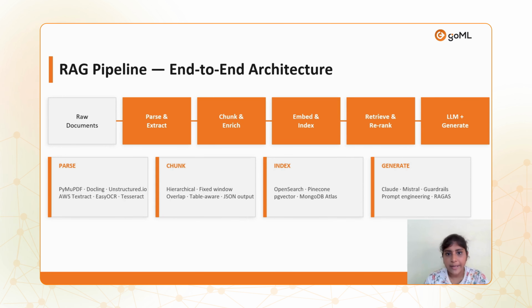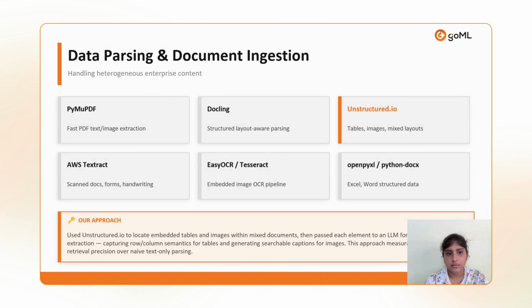So here's the end-to-end pipeline at a glance. We've got 6 stages. The input would be raw documents, and then we have parse and extract, chunk and enrich, embed and index, retrieve and re-rank, and then generate. Each stage has its own tooling, trade-offs, and failure modes. Let's walk through each stage in detail.